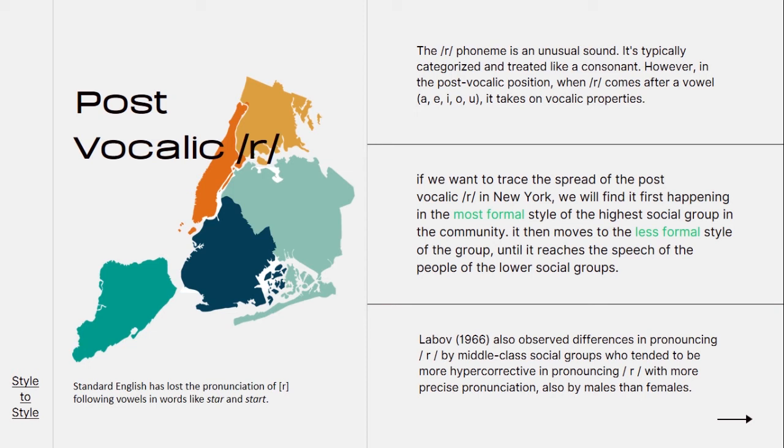Regarding this phenomenon, Labov also observed differences in pronouncing R by middle-class social groups, who tend to be more hypercorrective in pronouncing R with more precise pronunciation, also by males than females. Women began to pronounce R more clearly, as did men, which indicates that the lower social class has accepted a formal style of language.